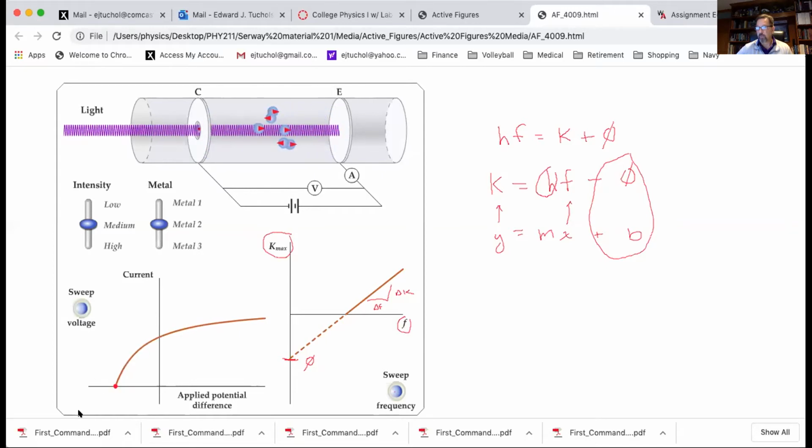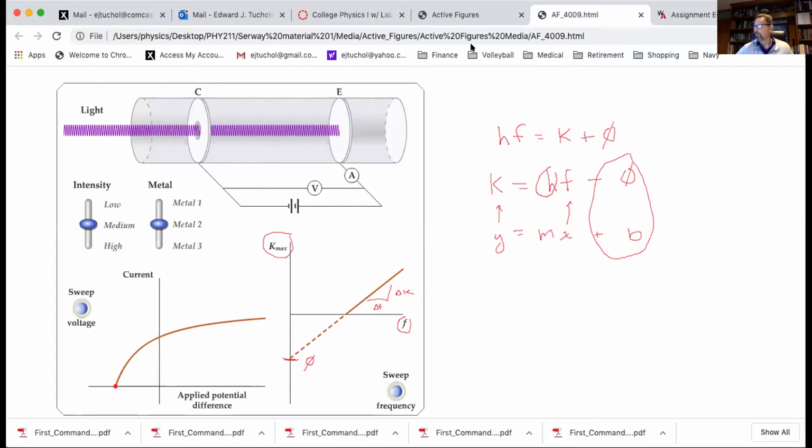You can see at some point you cross over, you hit this point, and all the electrons go back. Notice I'm at a negative voltage, which means the collector here is negative. It's repelling the electrons back to the emitter, which is positive. That's an important voltage, because it tells us what the kinetic energy is. It's called the stopping potential, or sometimes the retarding potential, and that's another experiment you can do.